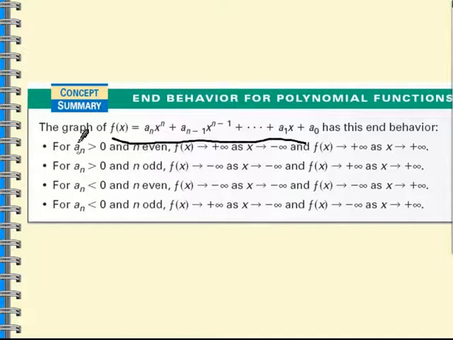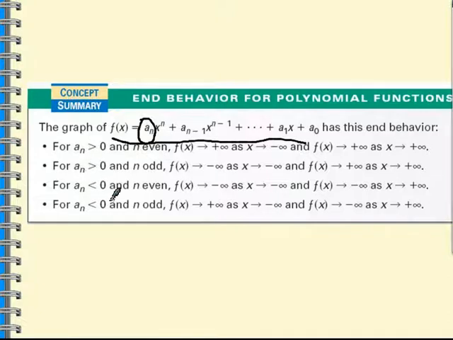So if our leading coefficient, this a sub n we call the leading coefficient, is positive and n is even, then as x approaches negative infinity, the function approaches positive infinity. It's going to do the same thing as x approaches positive infinity. The function still approaches positive infinity.